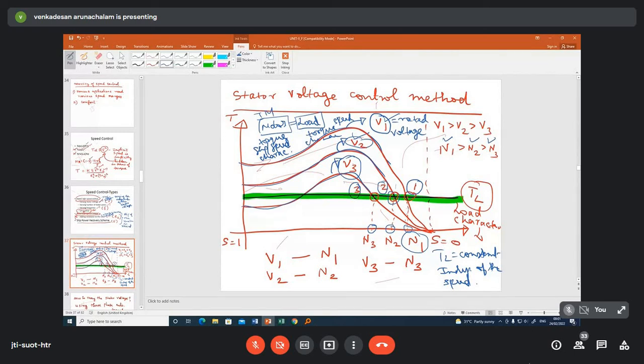This we can understand only from the torque speed characteristics of the motor and the torque speed characteristics of the load. Sometimes the torque speed characteristic of the load can be like this also. Then this is the operating point corresponding to V1, this is the operating point corresponding to V2, and this is the operating point corresponding to V3. So it may have any characteristics.